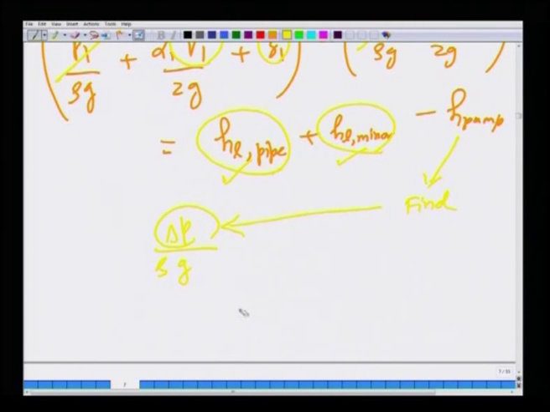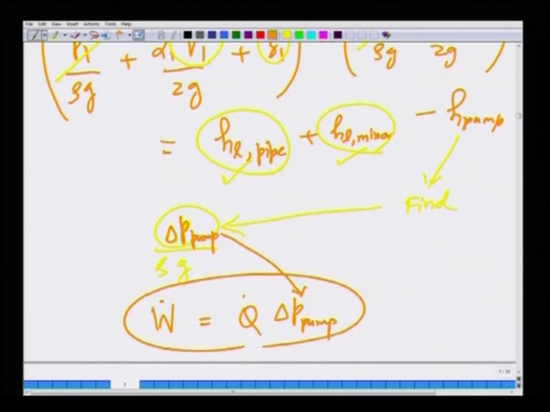Once you know delta P, then the rate at which work must be done by the pump on the fluid is nothing but Q dot times delta P. This is delta P across the pump. Okay. And if you take this delta P, you can find the horsepower rating of the pump. This is the power requirement of the pump, provided the pump is 100% efficient.